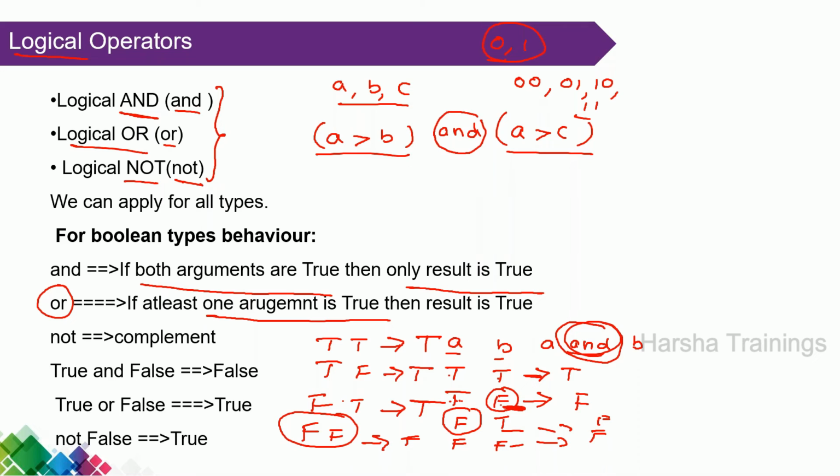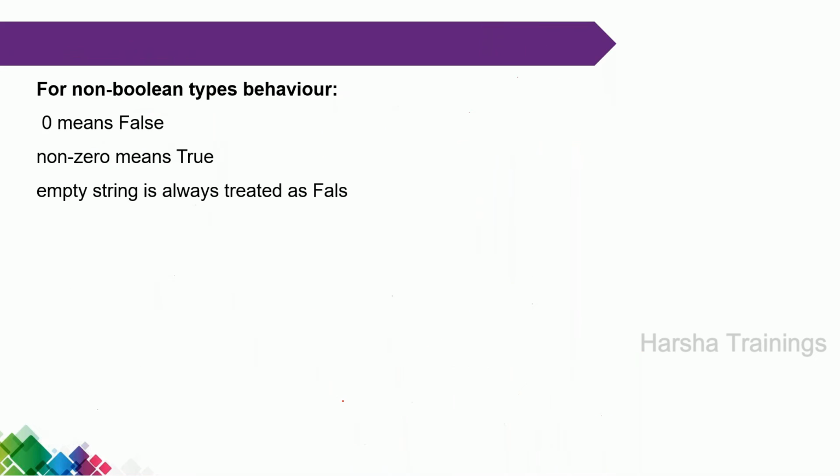Simply, NOT means if it is true, convert it to false, and if it is false, convert it to true. Exactly the reverse.